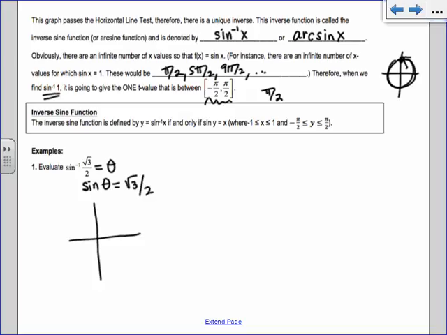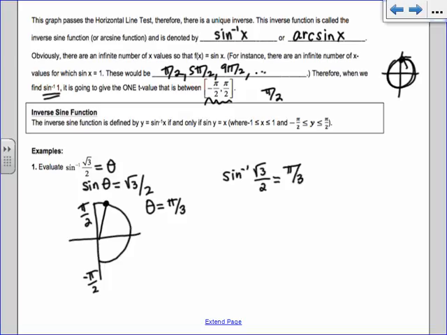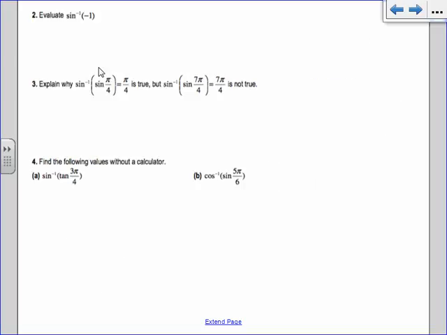But when you think about it, I don't want you to give me an infinite number of solutions. I only want the one single answer between negative pi over 2 and pi over 2. So where is sine of theta equal to root 3 over 2? It would be right here. So theta would equal pi over 3. So inverse sine of root 3 over 2 is saying, what angle gives you a sine value of root 3 over 2? The only angle on that interval is pi over 3. So that's our answer. It's really not too terrible. You're just kind of thinking backwards.